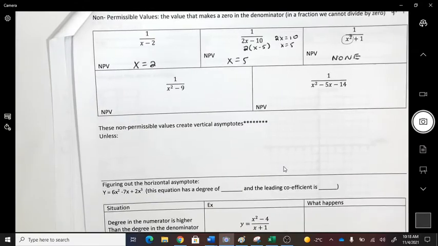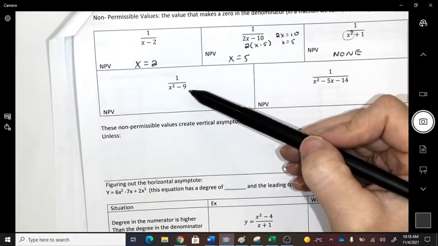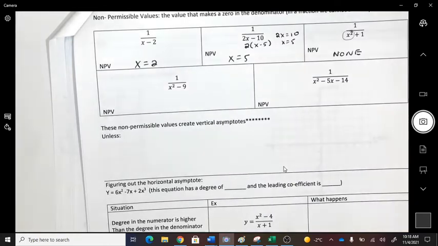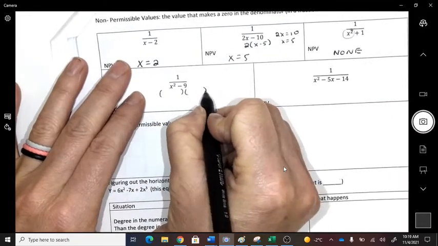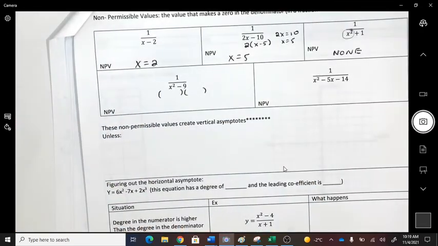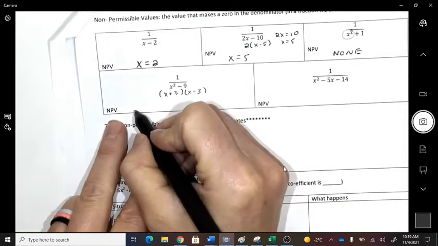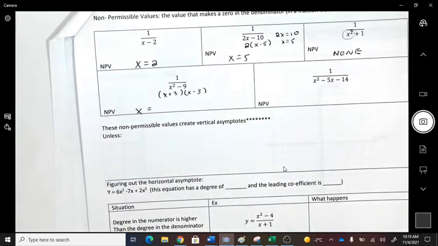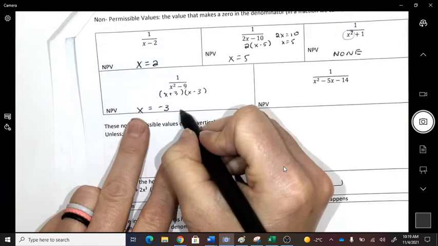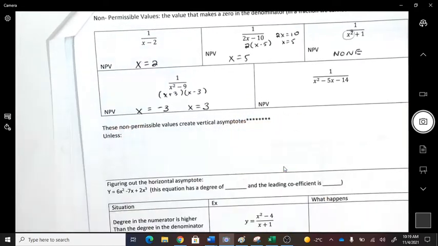Okay. I think I want to do something to this. What do you want to do to that using your background knowledge? Difference of squares, I heard. So factoring. So x plus 3, x minus 3. Now, what values don't I want to permit? I actually have 2 of them, right? I don't want x to be a negative 3. I don't want x to be a 3.